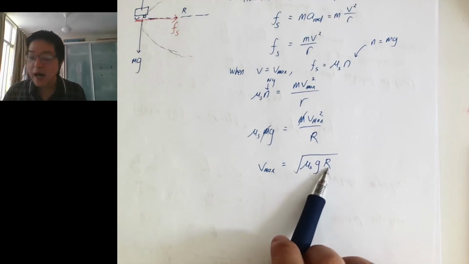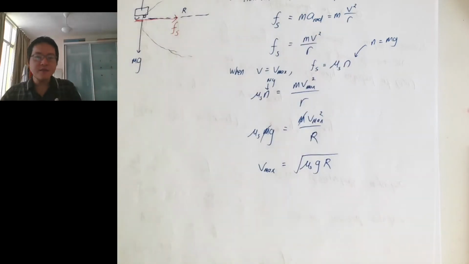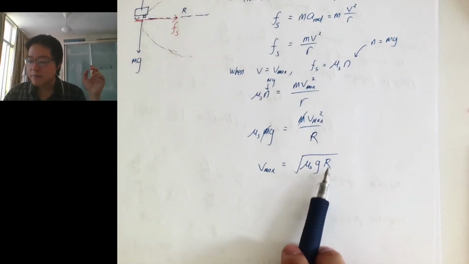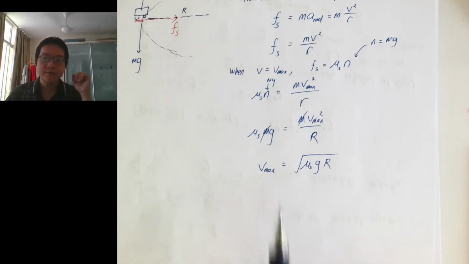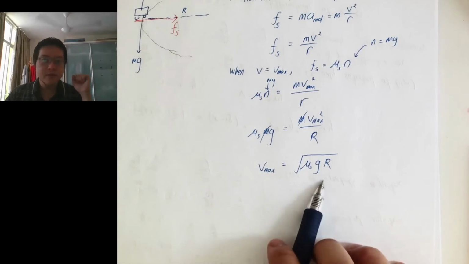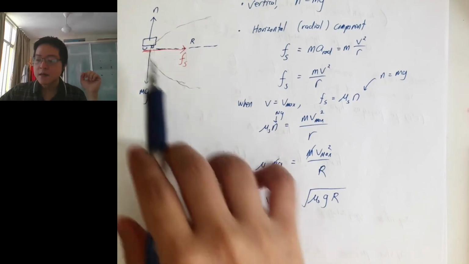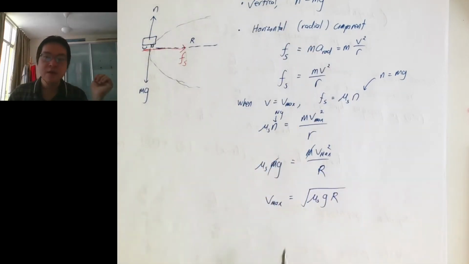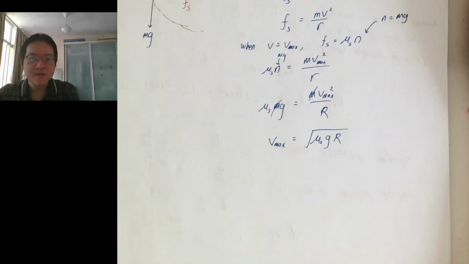Notice that when R is larger, you can drive faster. On a larger circle, you can drive faster, and if R is smaller, the v maximum will also become smaller. It also depends on the gravity of the earth, because gravity is pushing you against the ground, which contributes to the normal force, and therefore static friction.